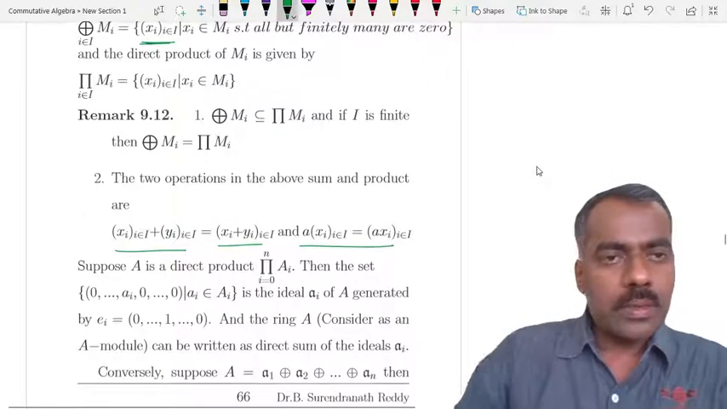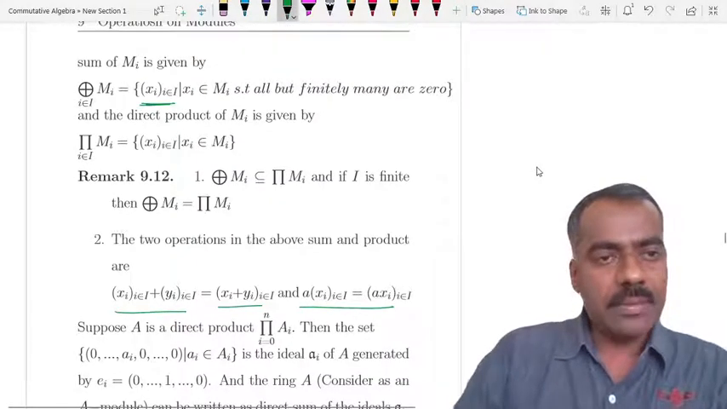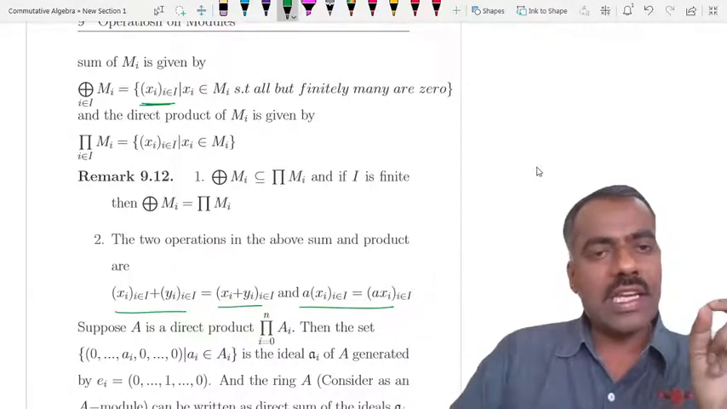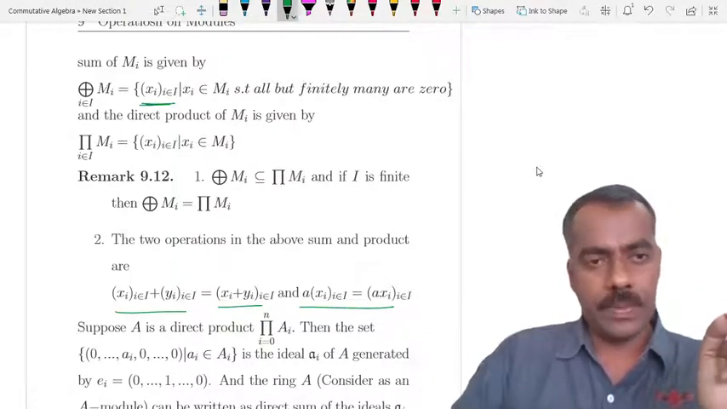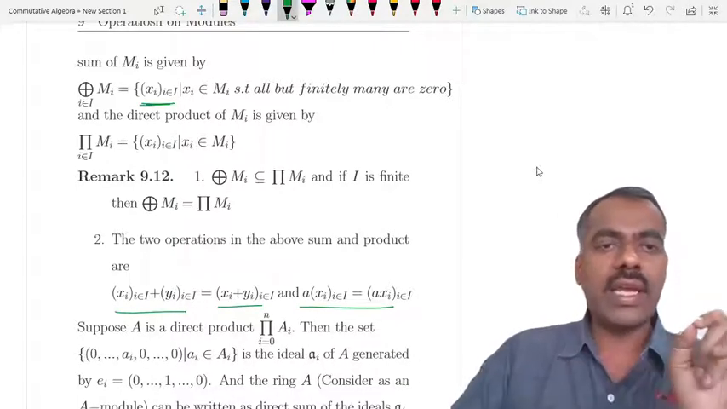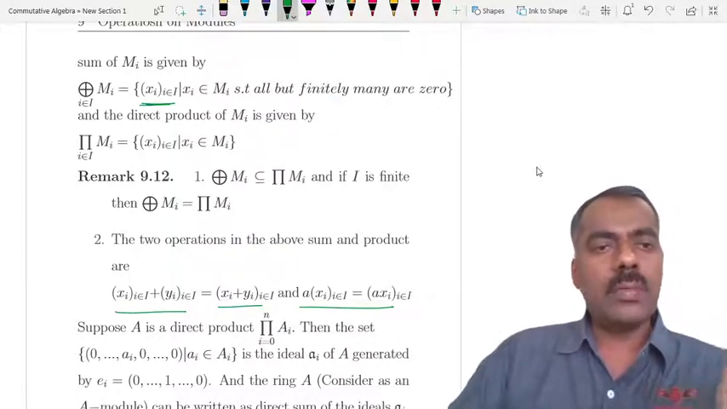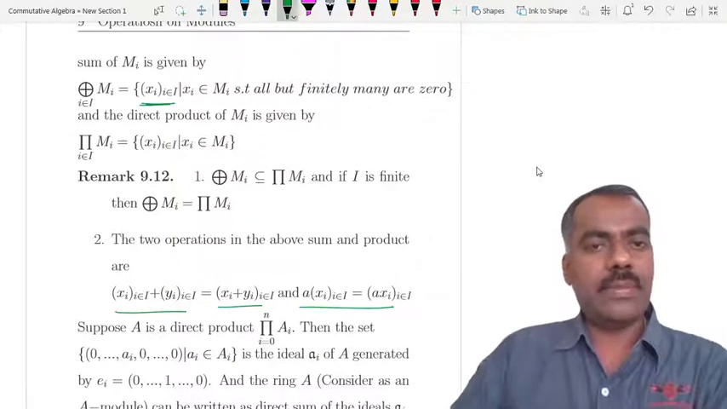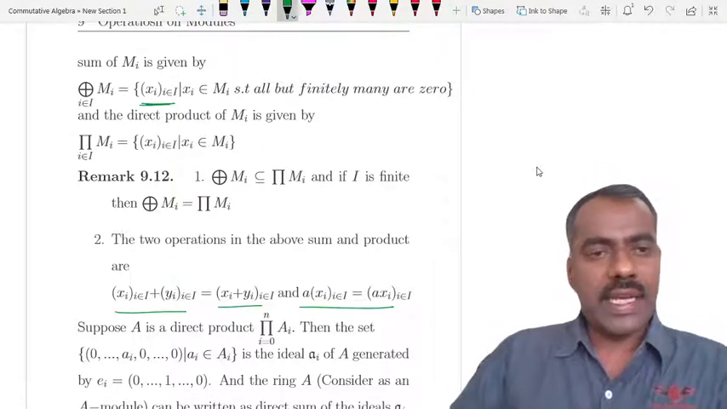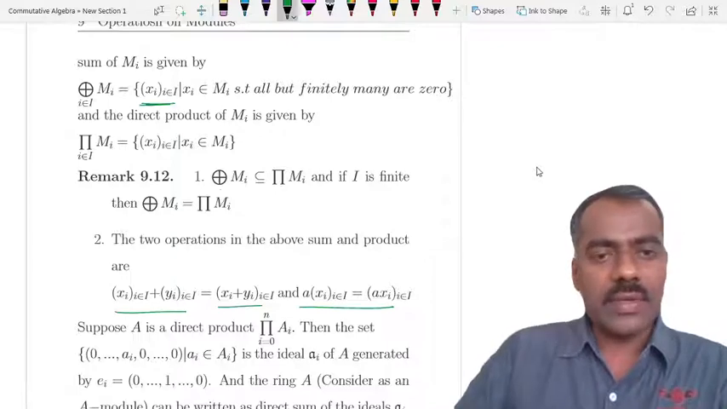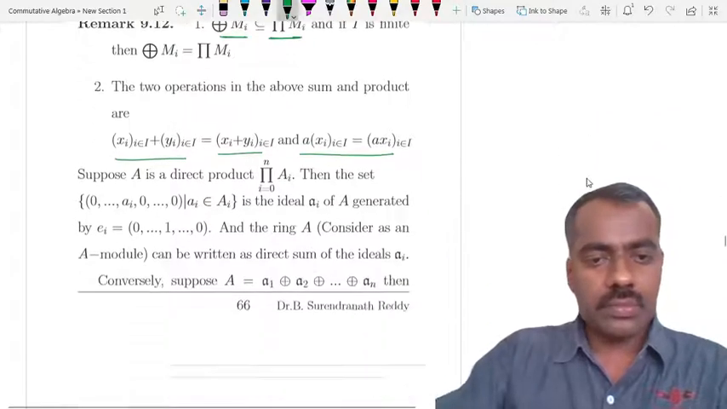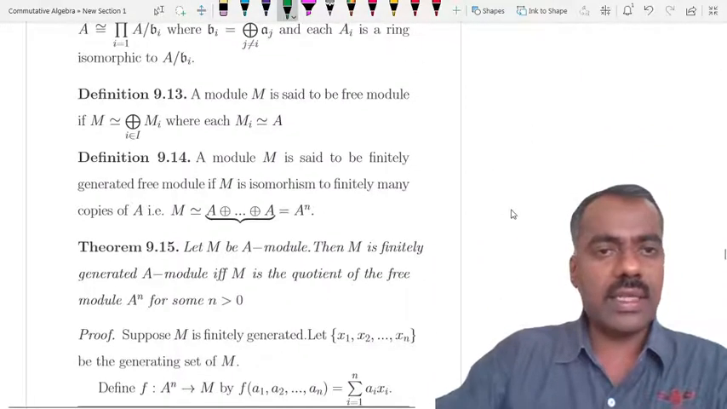The only difference between the direct sum and the product is that in the direct sum we require that except for finitely many xi's, all the remaining should be 0, whereas in the product of Mi we don't require any such condition. Obviously they are equal if your indexing set is finite. One can observe that the direct sum is always contained in the direct product. The direct sum is always a submodule of the direct product.